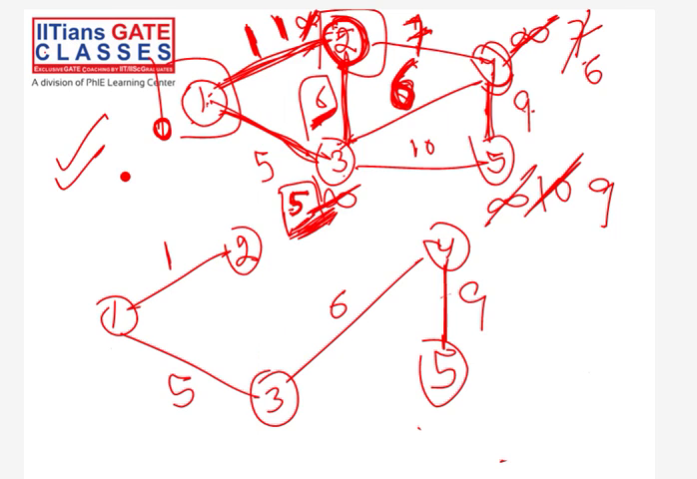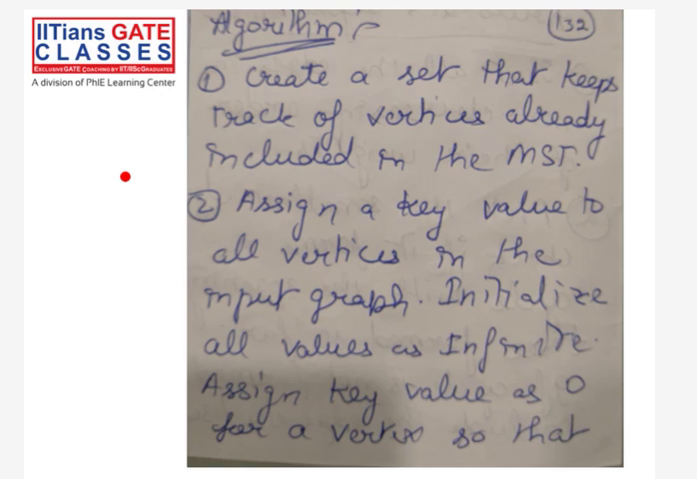So this we saw. Now the next thing is create a set that keeps track of vertices which are already included in the MST. So this is easy to create. Basically, they are saying create a visited array. Correct? A visited array. Simple as that. Then assign a key value to all the vertices in the input graph. Initialize all values to infinite and assign 0 to the value from which you are starting. Only that vertex will be assigned value 0. All other vertices will be assigned value infinity.